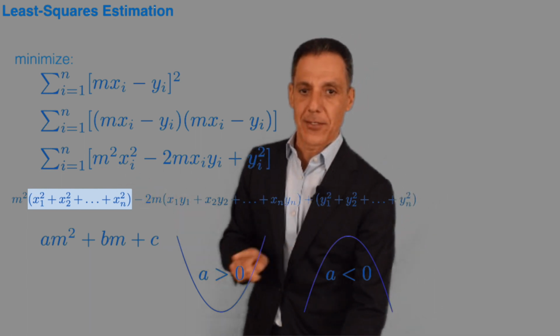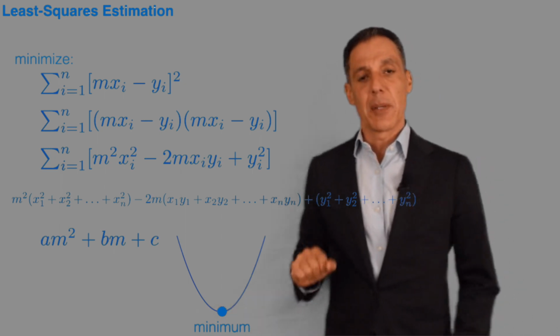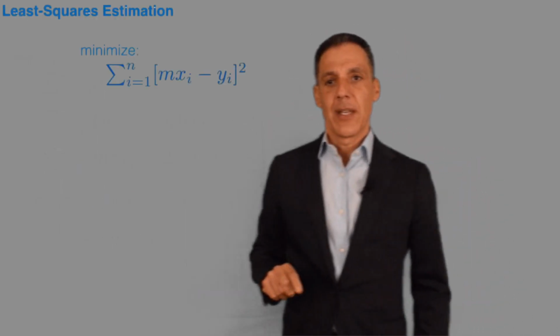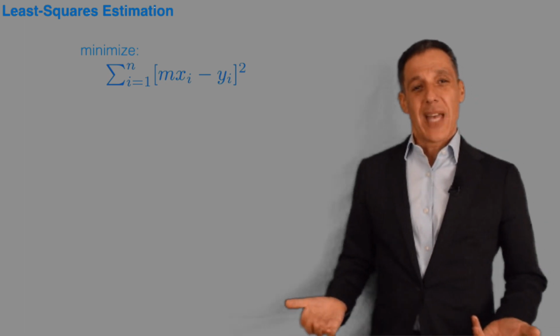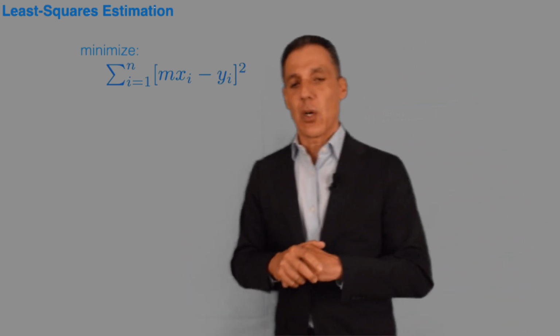A is greater than 0, A is less than 0. In fact, A is always going to be greater than 0. And so that's the minimum I'm looking for right there. Now, how do I find that minimum? Now, some of you may see where this is all going, and if you don't, that's okay. We're going to get there right now. So let me remind you now.